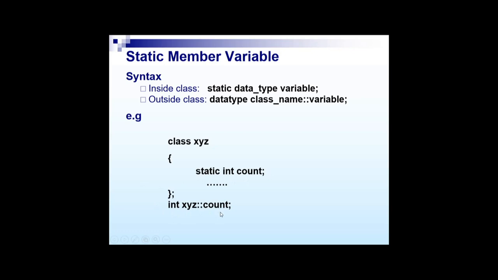If anybody wants to initialize that variable with a separate value, then you can initialize that variable outside the class. For example, int xyz::count = 123; and then semicolon.